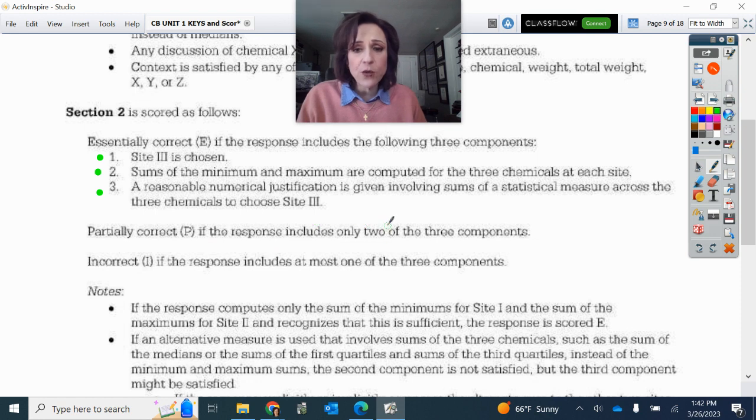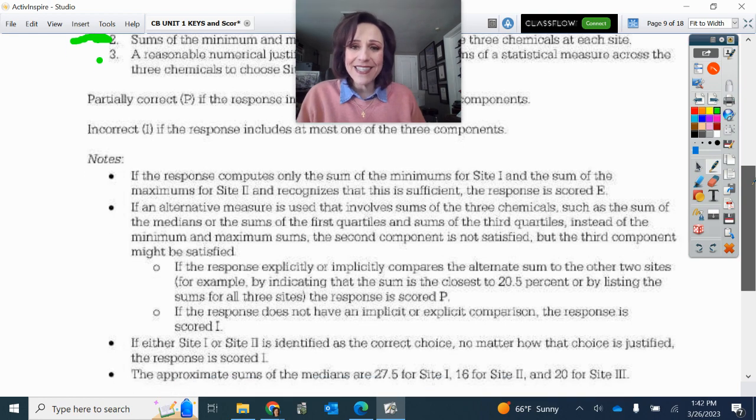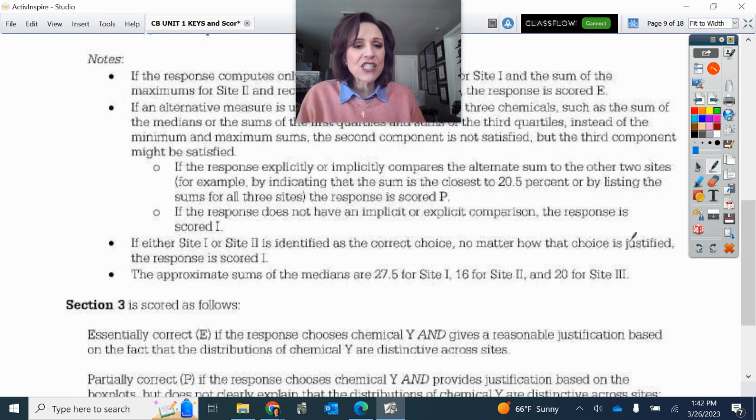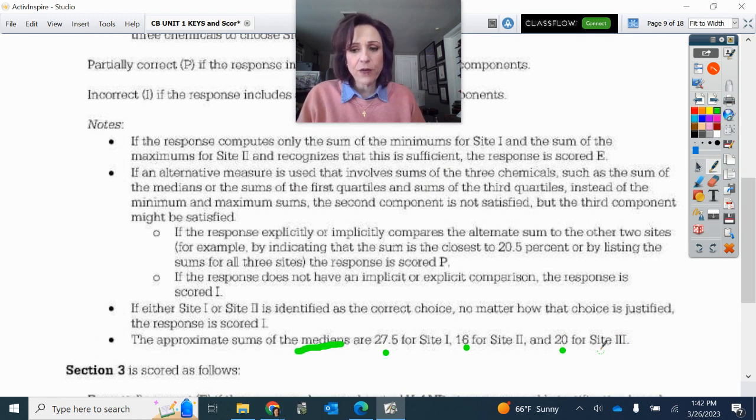Okay, partial correct if you excluded one of those three components. So see, I did not get this sum of those minimums and maximums because what I did the first time was I added up the medians. And so what happens is if you approximated the sum with the medians, then 27.5 was the sum of the medians at site 1, 16 was the sum of the medians at site 2, and 20 was the sum of the medians at site 3. And I said, therefore, it's got to come from site 3 because that's the closest median.